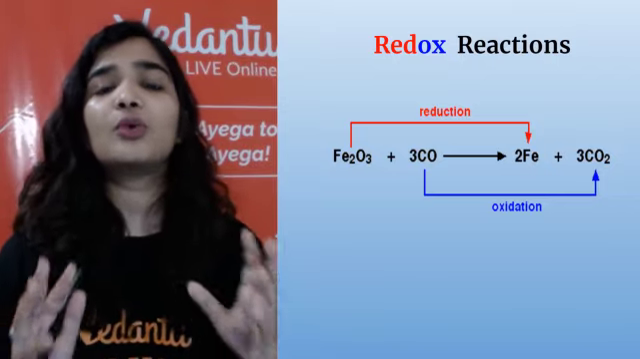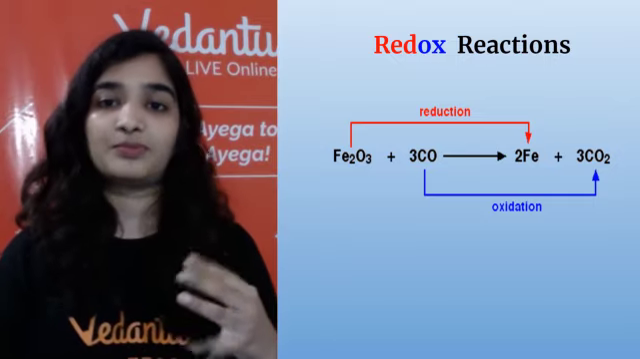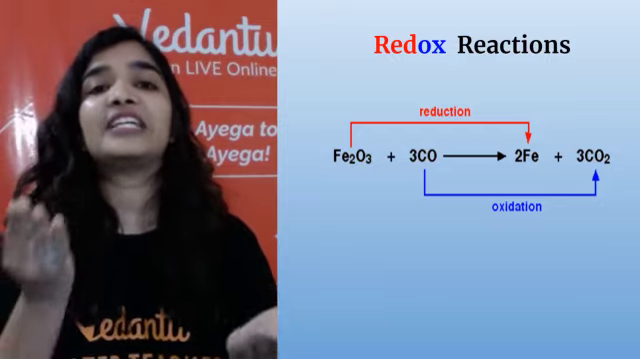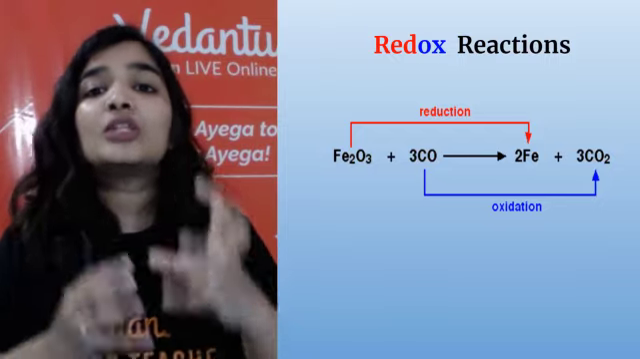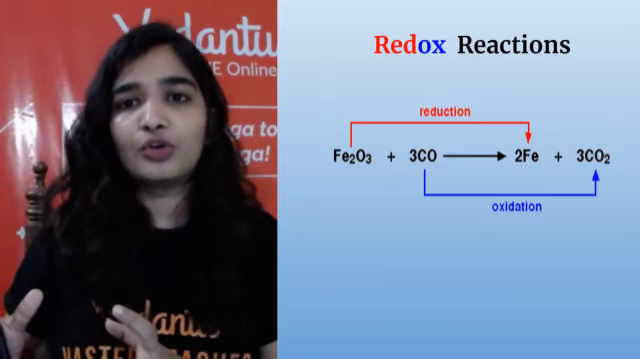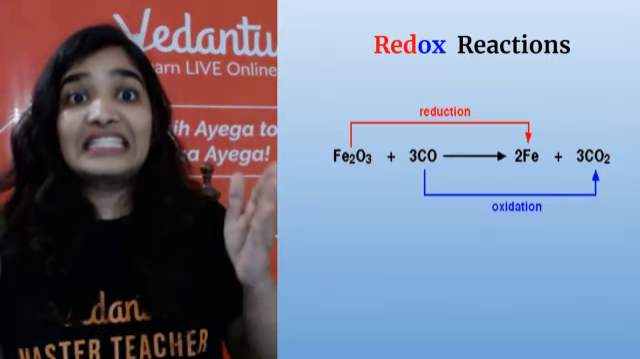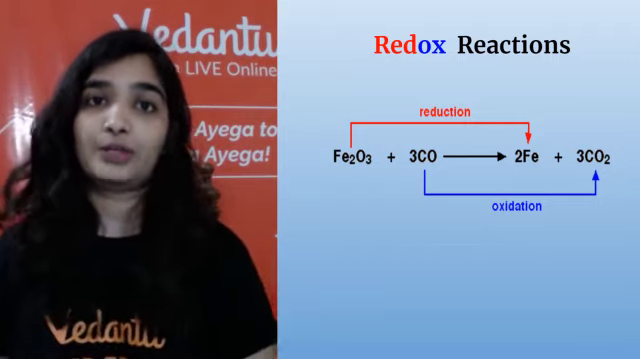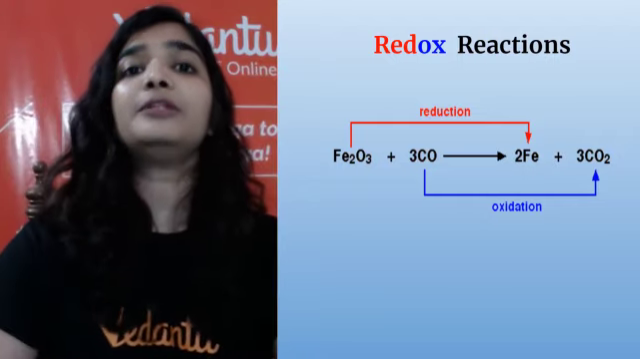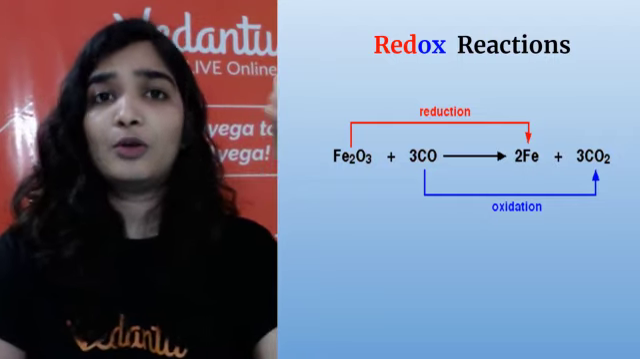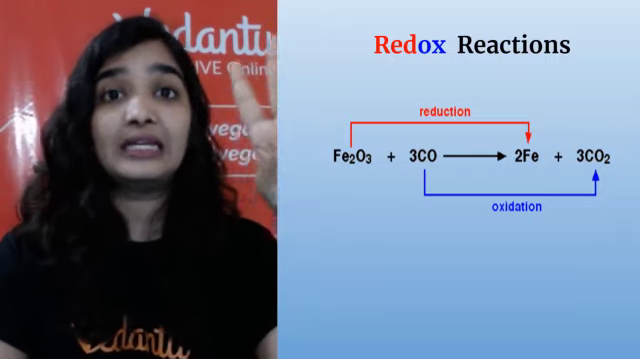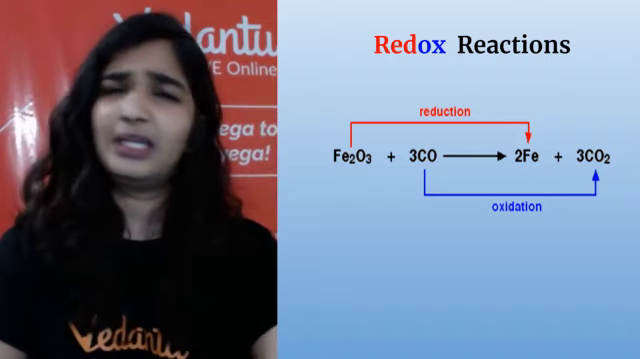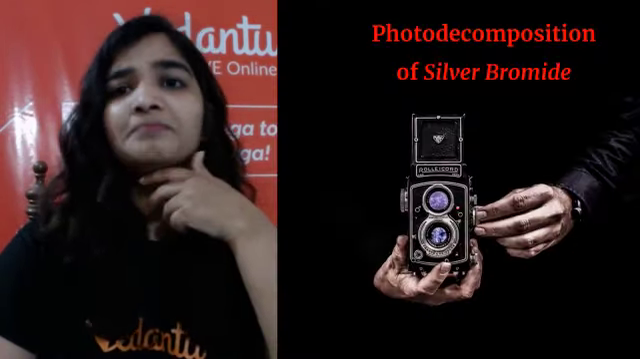In this redox reaction you can't say first reduction takes place, then oxidation, or first oxidation, then reduction. No such thing. Both reactions take place simultaneously. Fe2O3 is helping carbon monoxide get oxidized, and at the same time carbon monoxide is helping Fe2O3 get reduced. So in a redox reaction, reduction and oxidation take place simultaneously, and balancing this kind of reaction is very important. Okay, moving on.